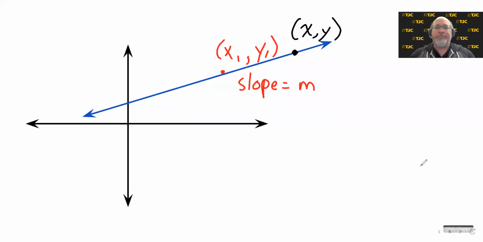Let's draw the picture again. We have a specific fixed point, x1 comma y1. So we would be given numbers there. For example, that point looks like it could be, I don't know, 5 comma 3. And we would be told a specific slope.